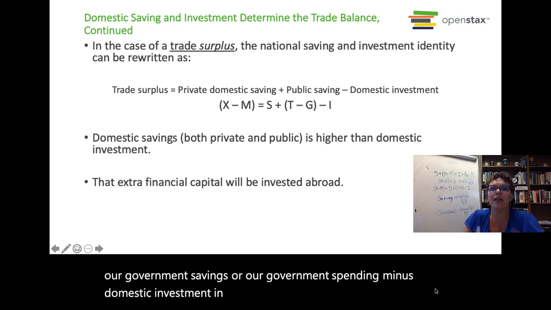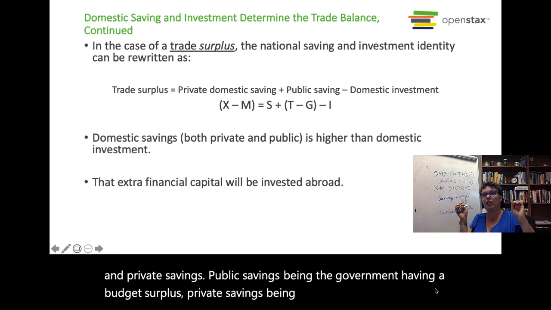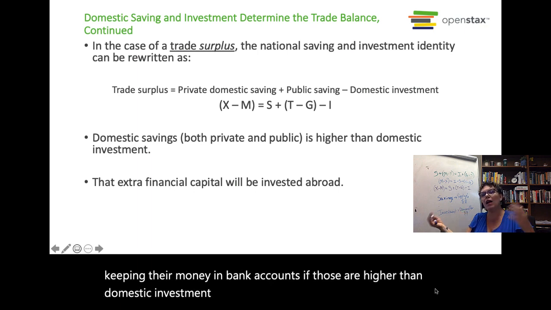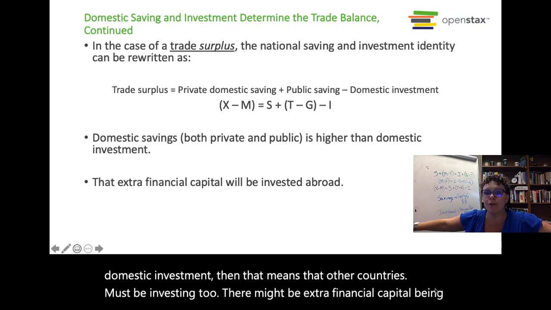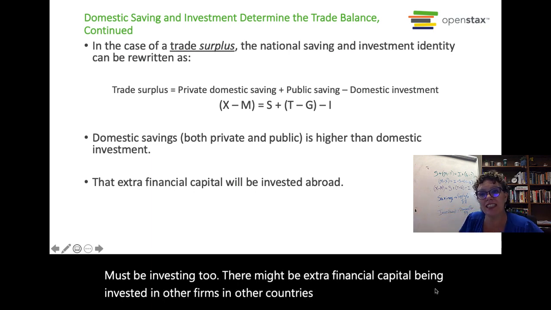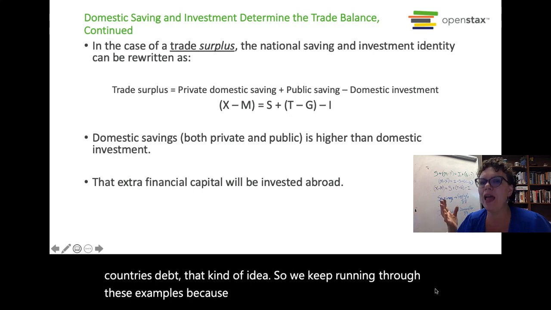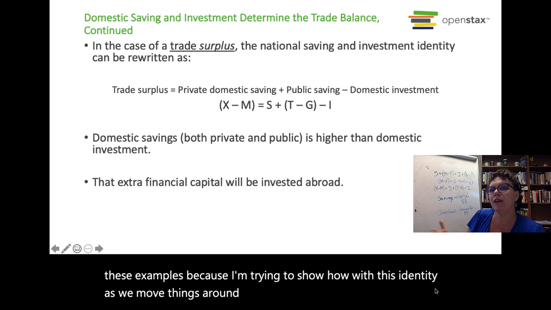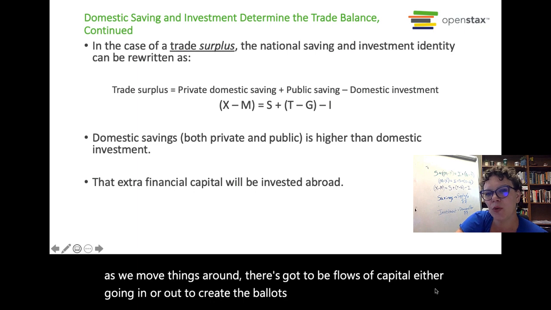In this case, if savings, both public savings and private savings, public savings being the government having a budget surplus, private savings being firms and individuals keeping their money in bank accounts, if those are higher than domestic investment, then that means that other countries must be investing too. There might be extra financial capital being invested in other firms, in other countries, buying up other countries' debt, that kind of idea. So we keep running through these examples because I'm trying to show how with this identity, as we move things around, there's got to be flows of capital either going in or out to create the balance. And that's really what we're talking about here.